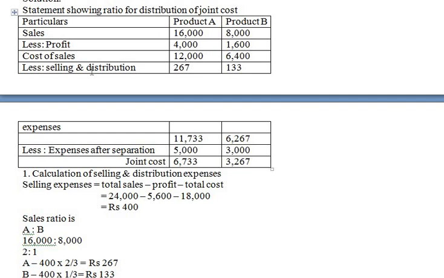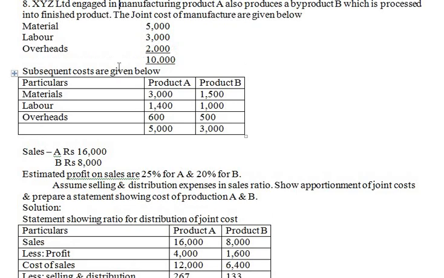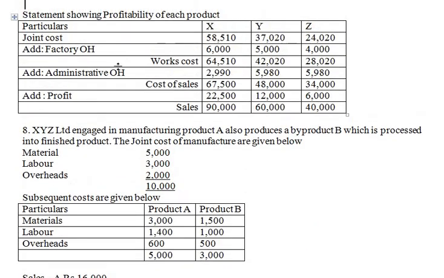Understood everyone, why we have deducted expenses after separation? Because we need to find out the joint cost, so we are deducting it from whatever expenses we have over there. Hope this problem is clear to everyone. So two problems are enough on joint cost. So this completes your third unit.